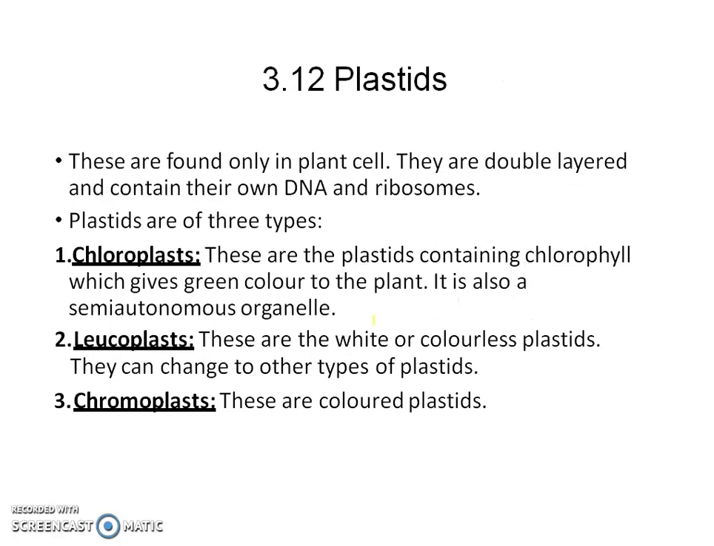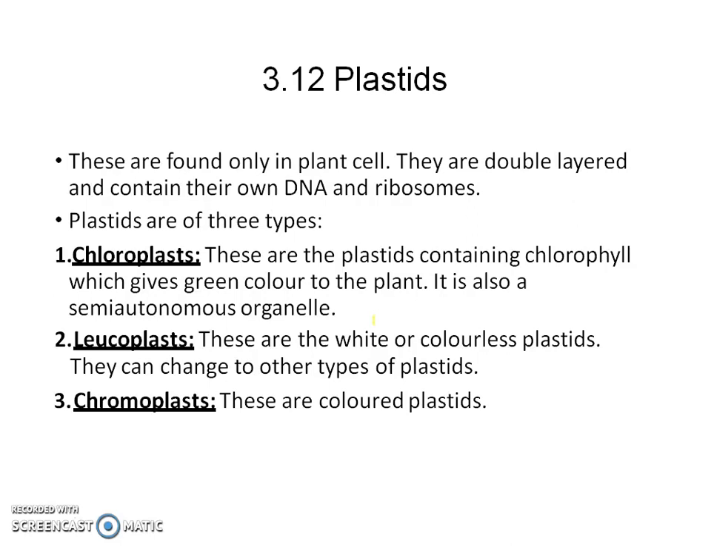Talking about the plastids, plastids are the green pigments or the pigments present inside the plant cell, found only in the plant cell. They are double layered and they contain their own DNA and ribosomes, the second one after mitochondria. Plastids are of three types: chloroplasts, leucoplasts and chromoplasts. We have read about chloroplasts many times, the green colored plastids that contain a pigment chlorophyll which gives green color to the plant, and they help in photosynthesis.